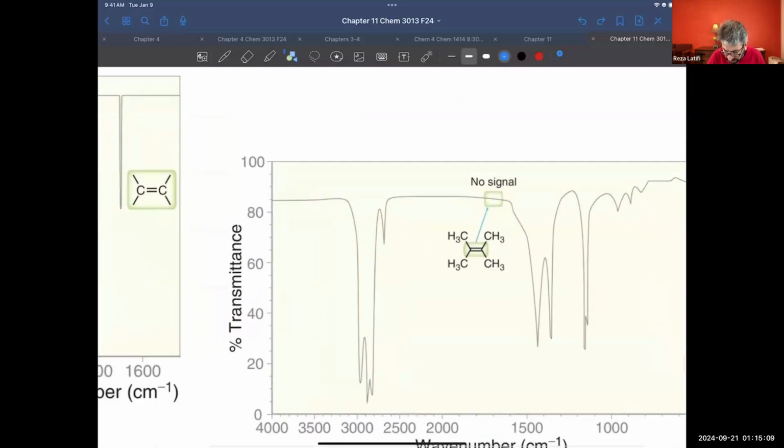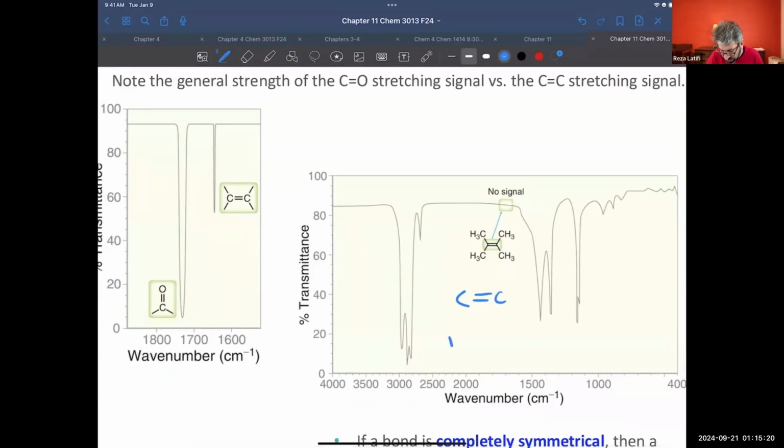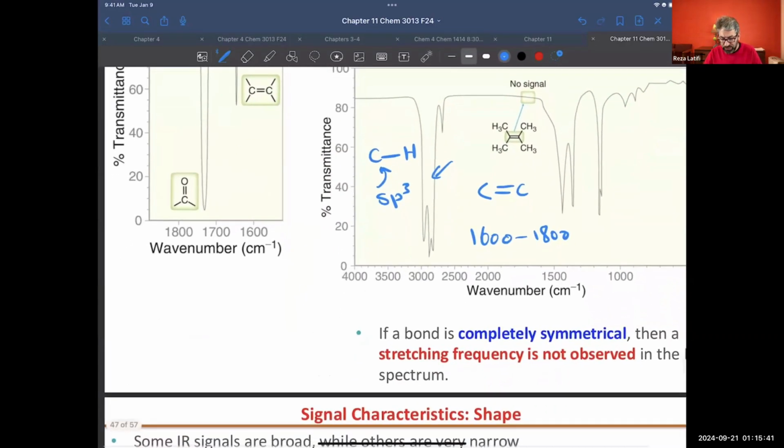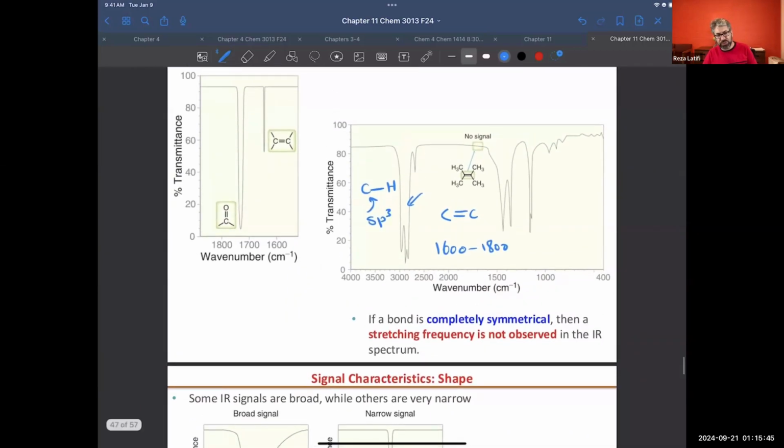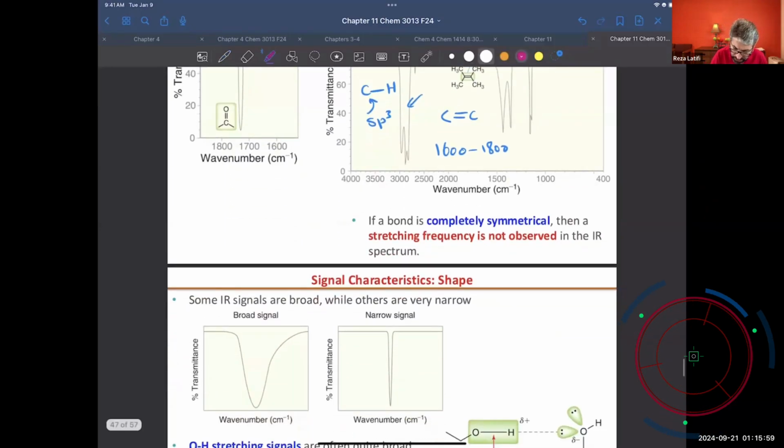So even though we have a double bond between two carbons, I don't see a peak between 1600 and 1800 for the double bond of carbon. Why? Because the molecule is too symmetrical. And what's that peak? That peak is a CH, where the carbon has sp3 hybridization. So if you have a symmetrical molecule, you will see fewer peaks, and some functional groups maybe don't show you any peak because the molecule is symmetrical. So highlight that.